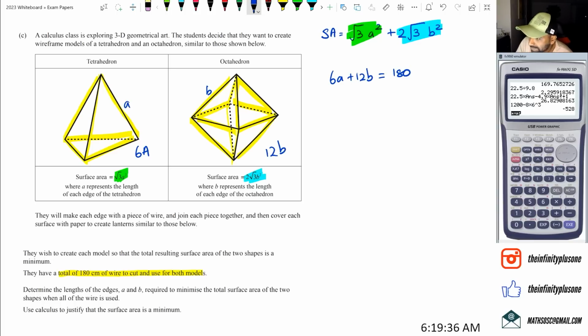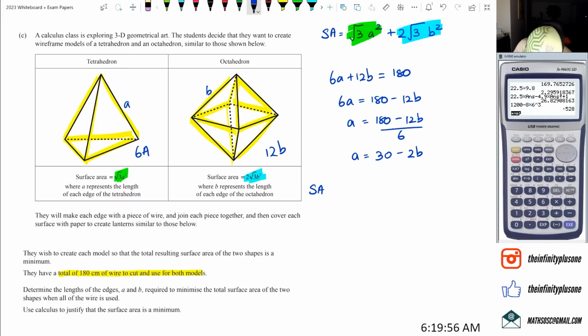So I'm going to rearrange this and put A by itself. So I've got 180 take away 12B, and then A is equal to 180 take away 12B divided by 6. So A equals 30 minus 2B. Once I do that, I go back to my surface area equation and I substitute what A is. So I've got square root of 3 times 30 minus 2B squared plus 2 root 3 B squared.